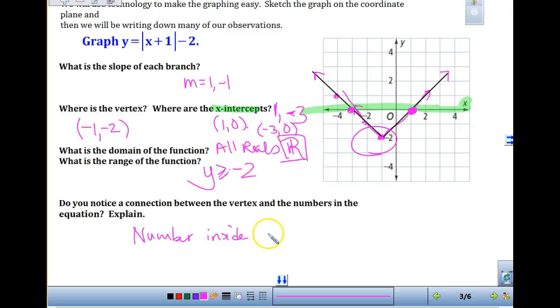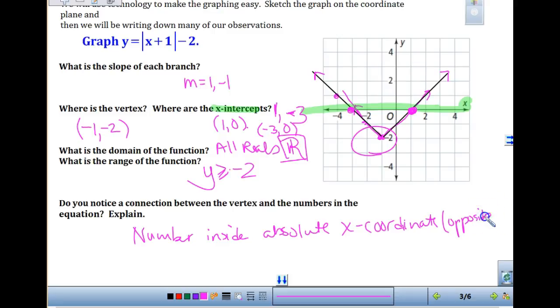That's going to give us the x coordinate of our vertex, right? Some of you like to think of it as the opposite. So if I wanted to move it, like in this case where it's a +1, it's the opposite of +1.